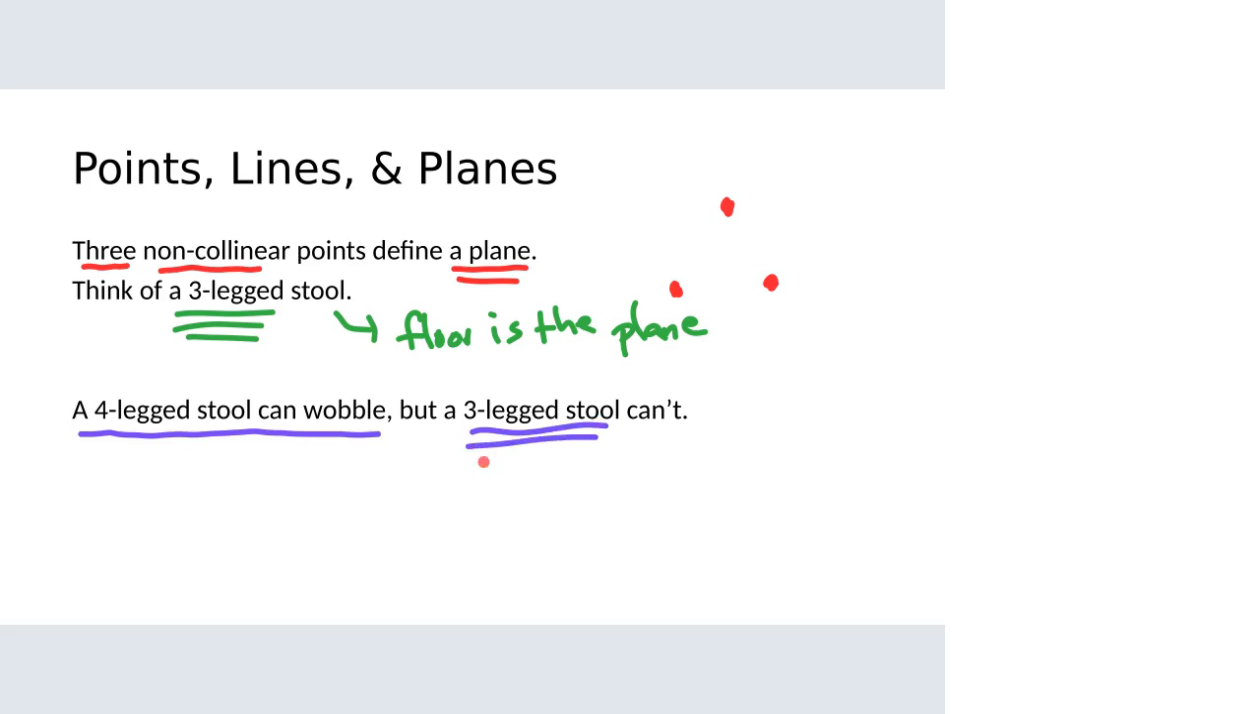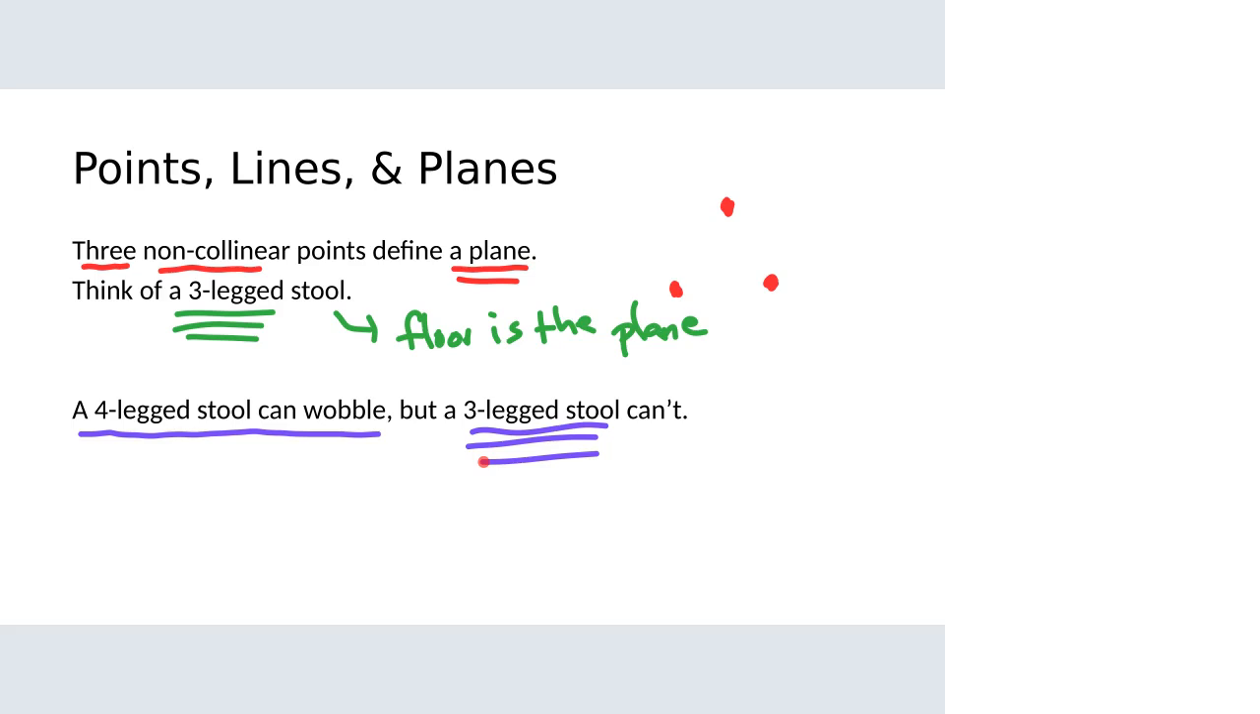But a 3-legged stool will never wobble because that 3-legged stool defines a plane. And so it's a perfect example of that. We won't spend a ton of time on planes. I want you to understand that a plane has length and width. Think of it as a piece of paper, or the top of a table. The top of a table is perfect. That's a plane. And a 3-legged stool won't wobble because those 3 points define that plane.